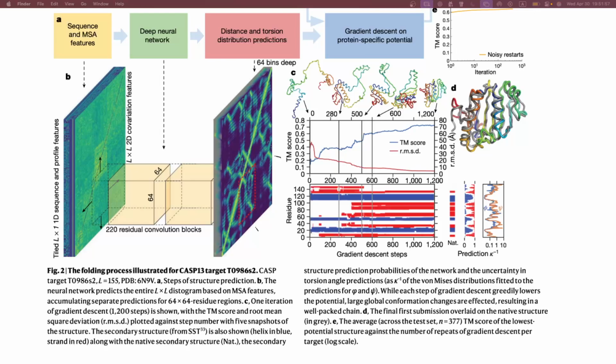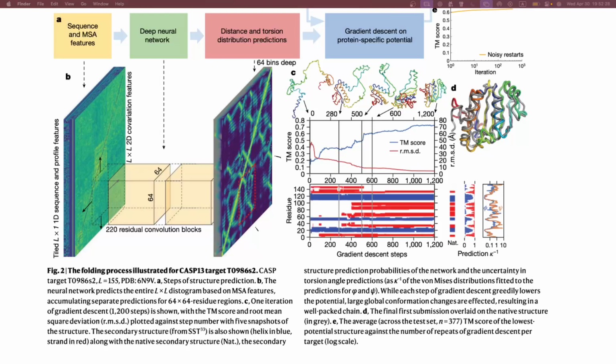So is that gradient descent after you produce the map, or is it gradient descent to train the thing? No, this is training. This is not inference. We are adjusting the weight on these two residual convolutional blocks, right? And you do that via that gradient descent on the protein specific potential. Yeah, basically.